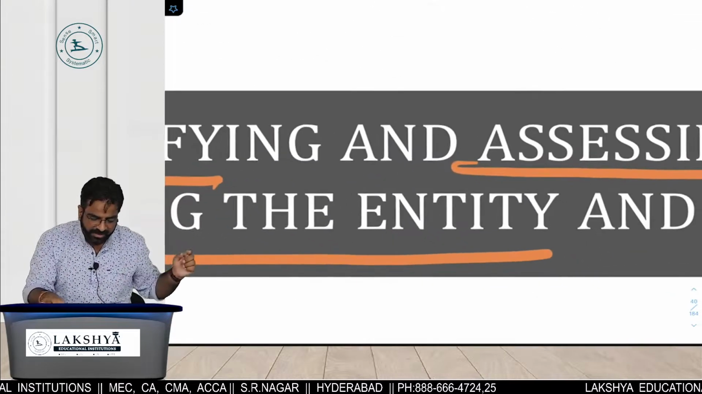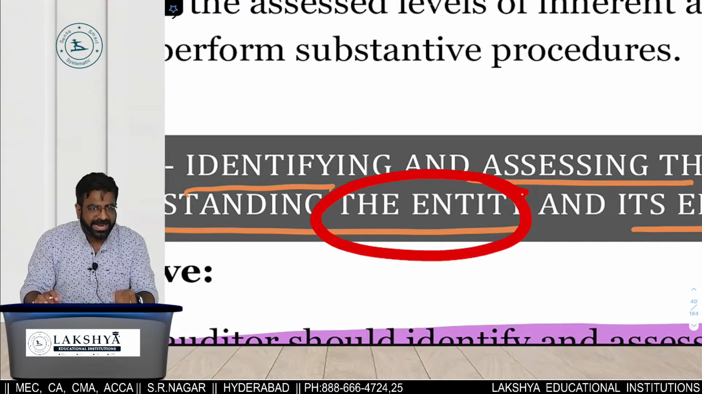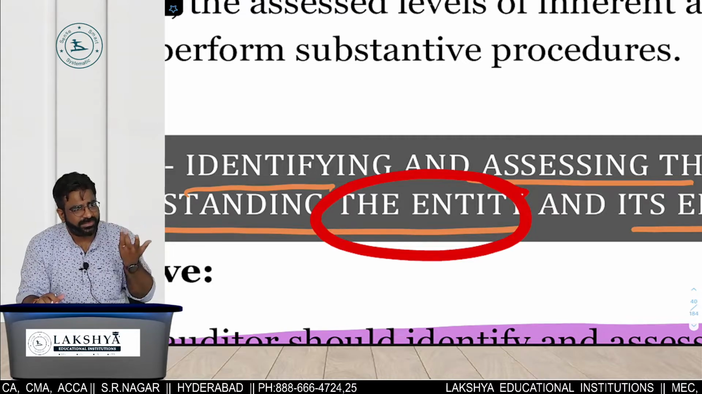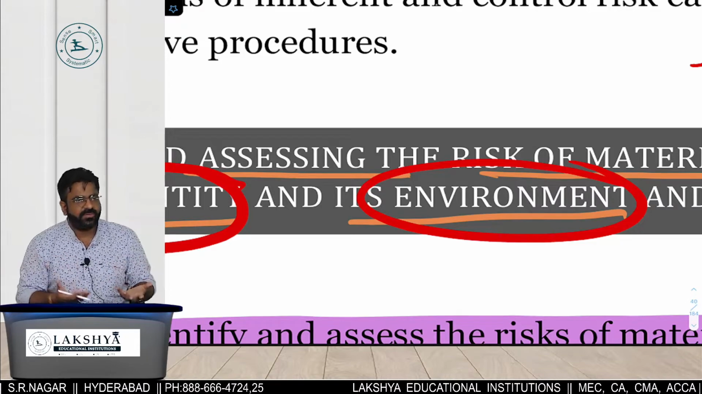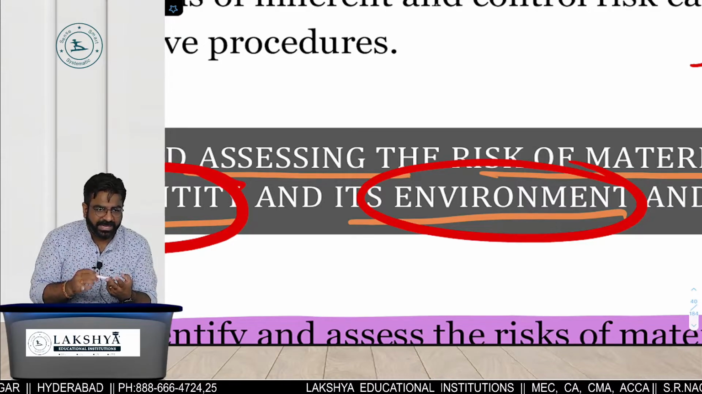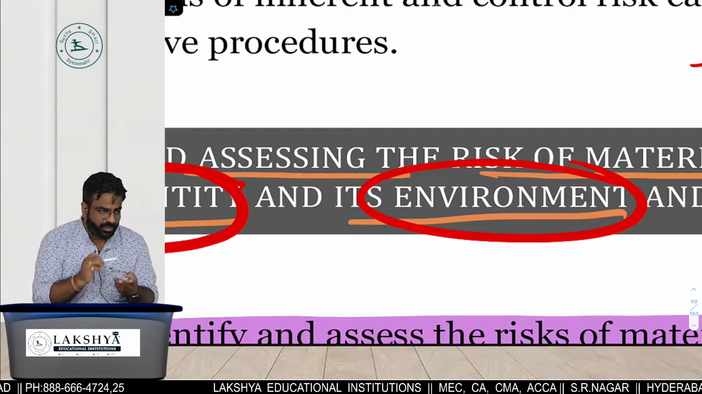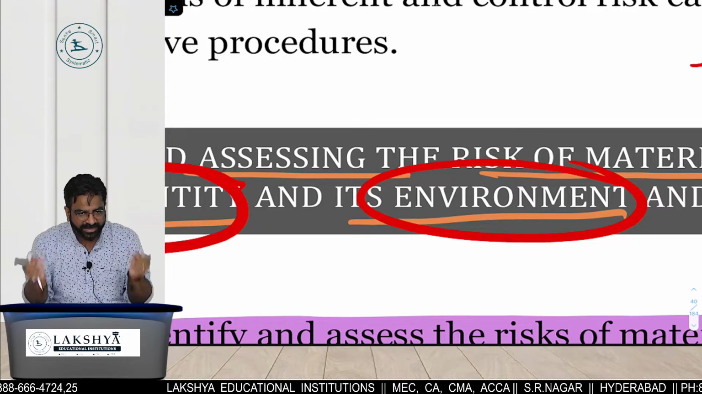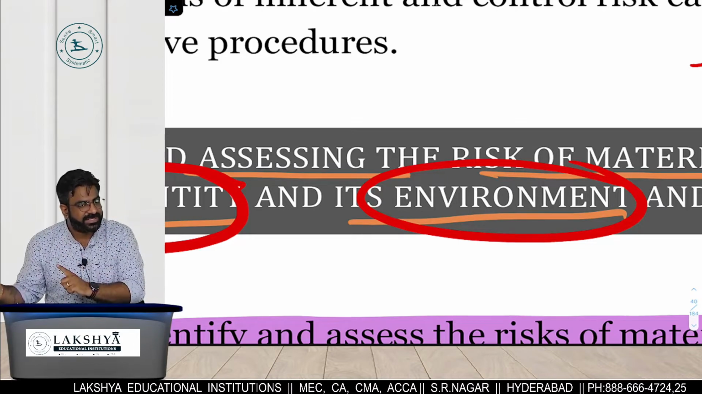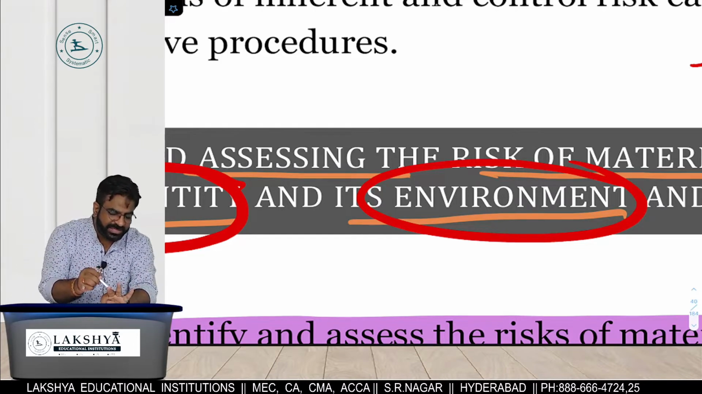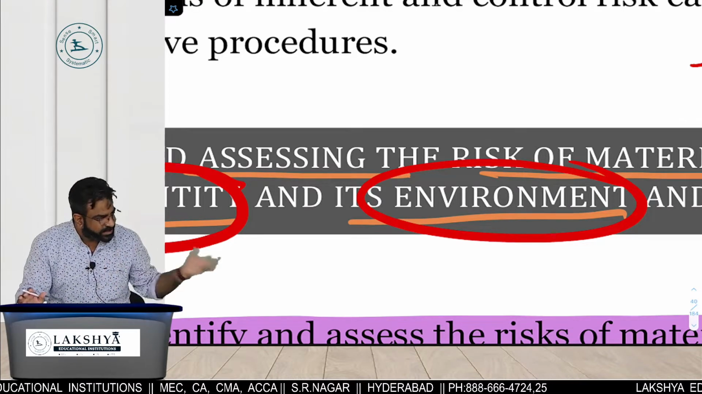Now read this. What is this word? Entity. What will entity mean? Internal environment and external. And what is this word? Environment is internal and external? That is it. You can identify and assess the risk. Try to understand the standard name first. We can identify and assess the ROMM only by understanding the entity from inside and by understanding the entity from outside and by understanding its internal control system. If you acquire the knowledge of three things, you will be able to identify and assess the risk in that entity. That is the meaning of this standard.